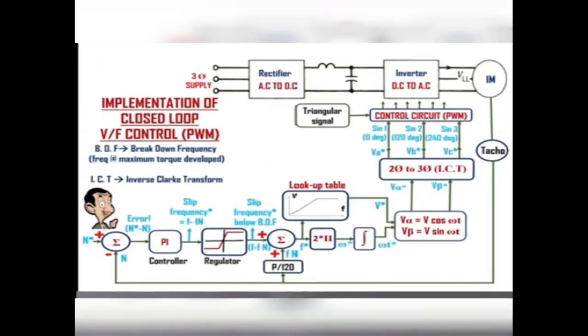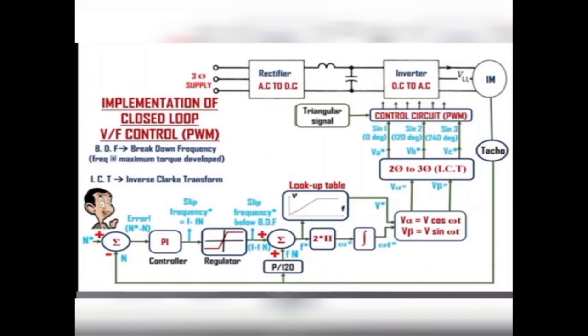The job of the PI controller is to change its output until the input error is 0. The output of the PI controller is the desired slip frequency. Slip frequency is equal to F minus Fn. Induction motor torque is proportional to slip speed. That's why the output of the PI speed controller in an induction motor is considered as slip frequency.